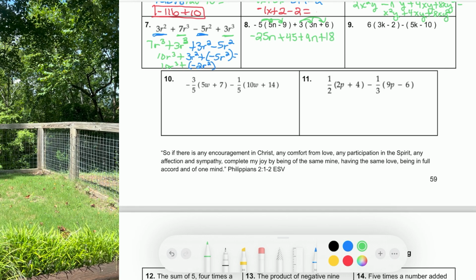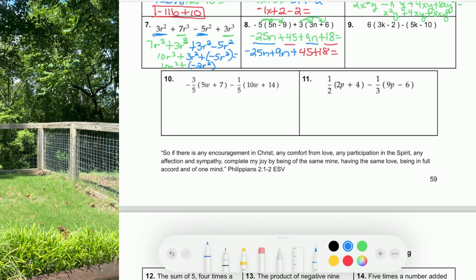Now that everything is out of the parentheses, we can look for like terms. I see that we have like terms with the n's, and then we have like terms with our just numbers alone. Okay, so my negative 25n plus 9n plus 45 plus 18. So negative 25n plus 9n, we need to take the difference, which is going to be 16n. Keep the negative since the 25 is greater.